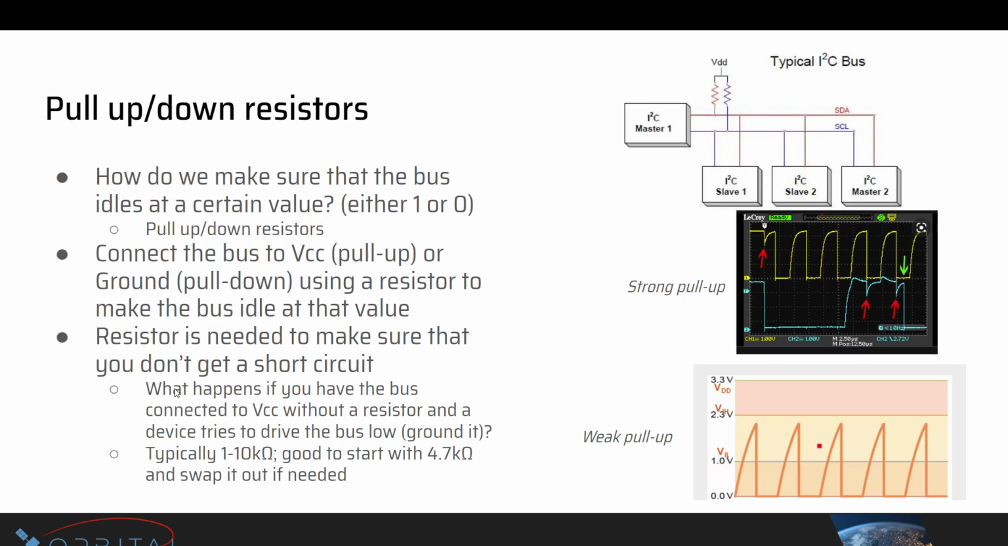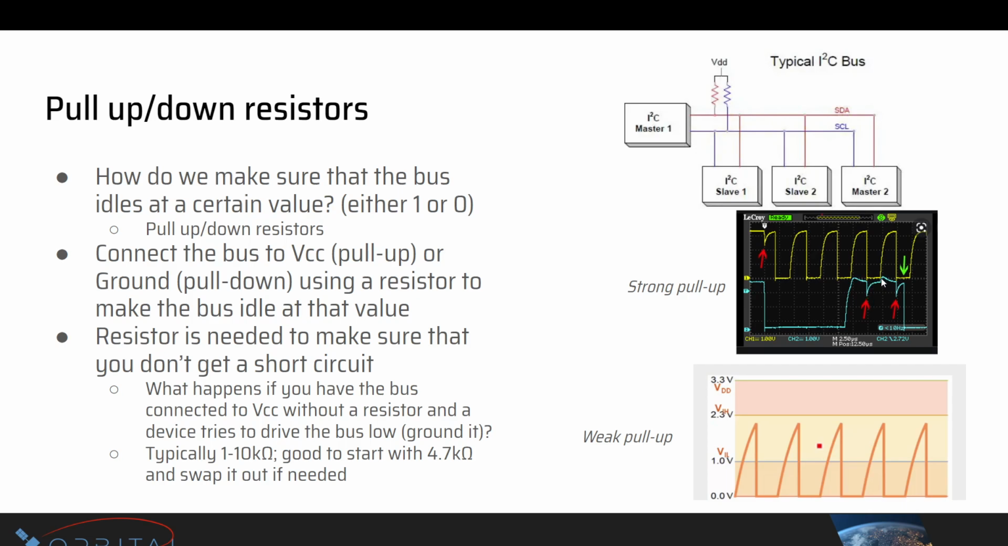Usually with these pull up or pull down resistors, it's an electrical thing, but they're usually between 1 and 10 kiloohms, and it's generally a good idea to start with 4.7 kiloohms and then see the signal and swap it out with different values if you need to. I won't get into the physics of why this happens, but if you have too strong of a pull up, like you can see here in this example, you get a weird signal.